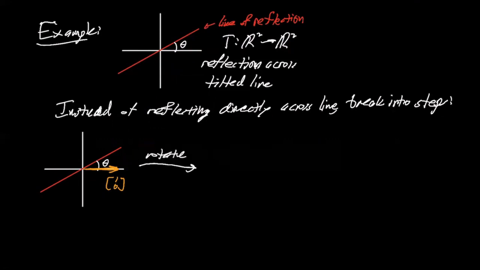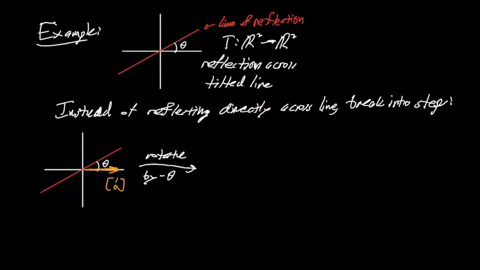And I'm going to rotate it by theta, but clockwise, to basically make the red axis horizontal. So you could really say rotate by negative theta, because the positive direction of angles is like that, right? And so this would be like a negative angle. So rotate by negative theta. If we do that, the axis of reflection becomes horizontal.